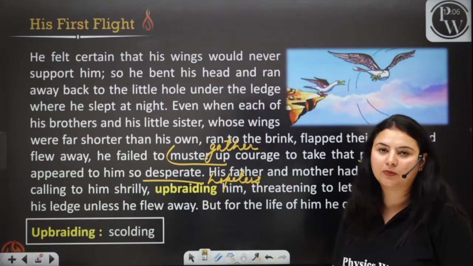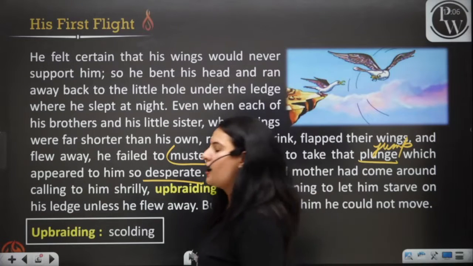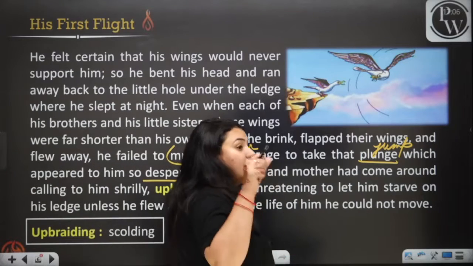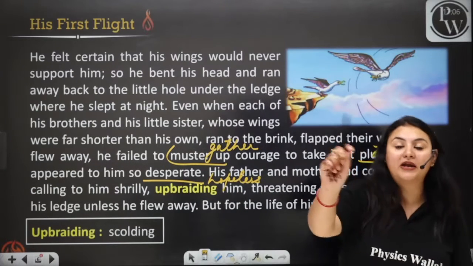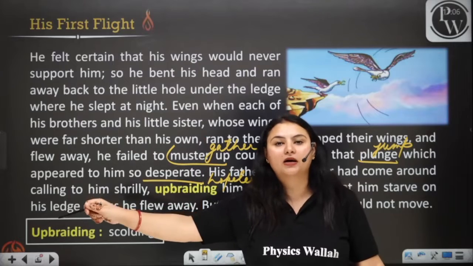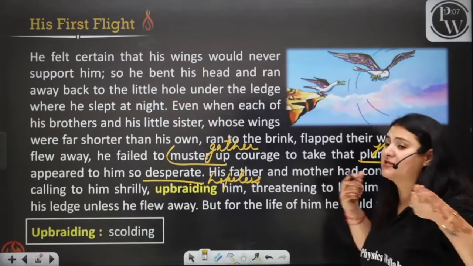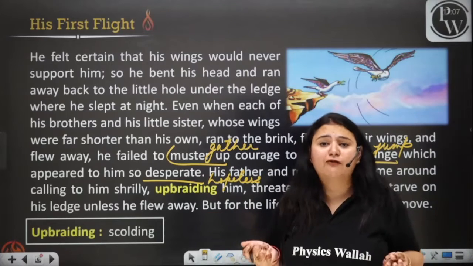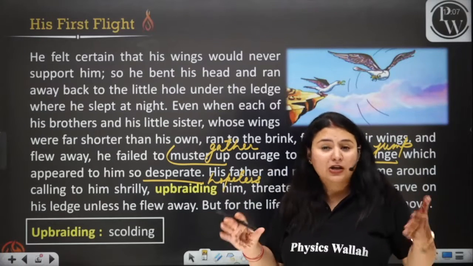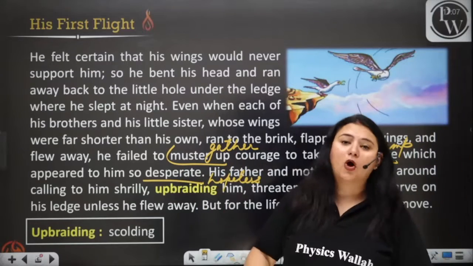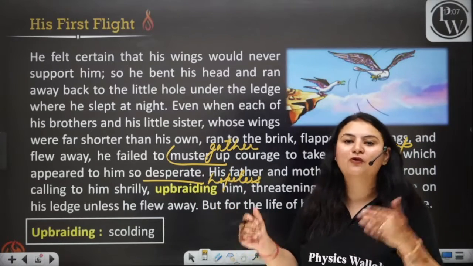If we do not listen to them, what do they do? They start scolding us. And the same thing is happening with the young seagull. And they are threatening him that we will not give you anything to eat. You will die from hunger. Okay, but he wasn't able to fly. He could not muster up the courage for the life of him. For the life of him means he was so afraid of death. He was so afraid of falling off that he wasn't able to fly.